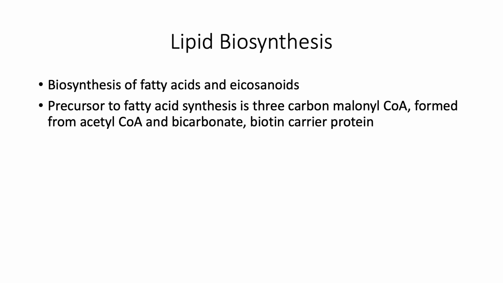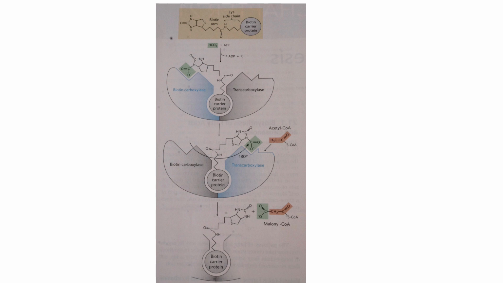In lipid biosynthesis, we have biosynthesis of fatty acids and eicosanoids. The precursor to fatty acid synthesis is a 3-carbon malonyl-CoA formed from acetyl-CoA and bicarbonate. This is a biotin carrier protein. So this is a representation of that structure right here. And looking at this, you have the biotin arm present here with the lysine side chain, the biotin carrier protein.